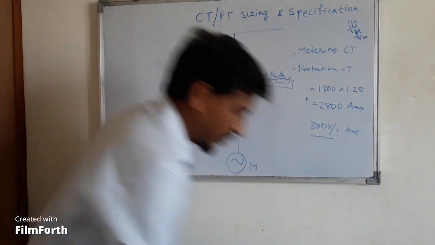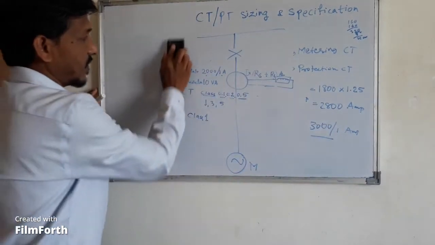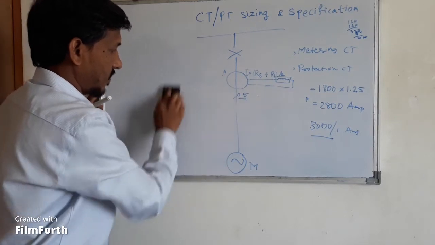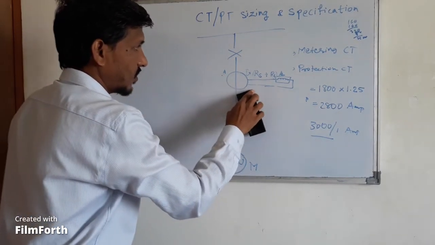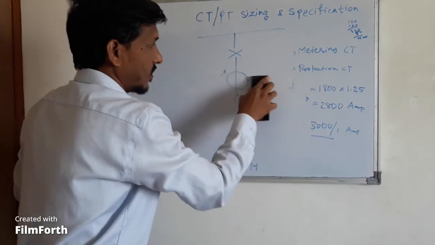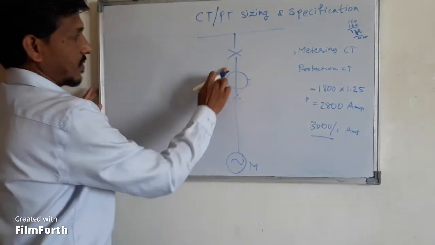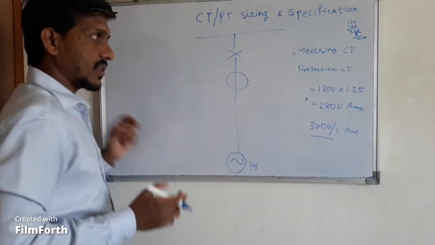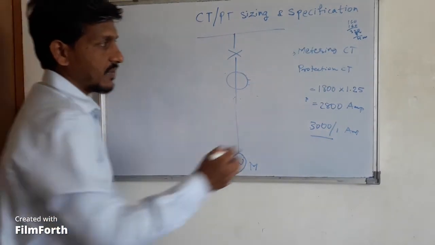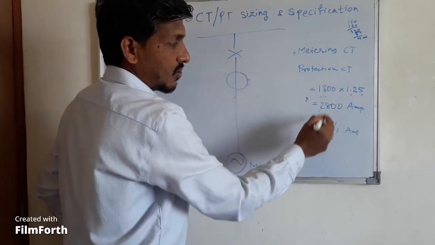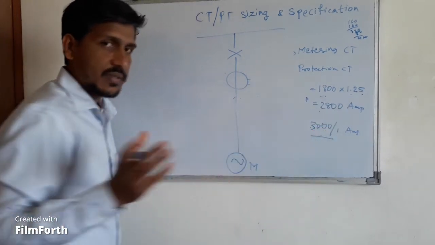Now we will see how to specify a CT for protection. This is what we have discussed for a metering CT; we will see now a protection CT. The selection concept is the same. Same way you calculate the full load current into 1.25, you will get some value, and from that value you select the standard rating.